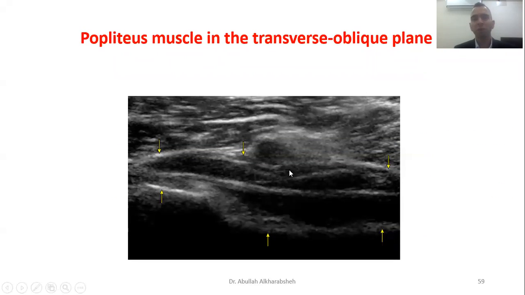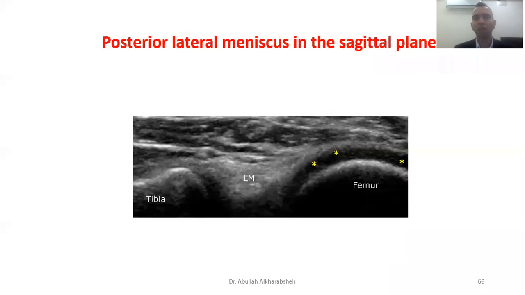This is the anatomy for popliteus muscle in the transverse oblique plane, long axis view. And this is the posterior lateral meniscus in the sagittal plane. This is the cartilage, and this is the lateral meniscus, and this is tibia, and here femur.